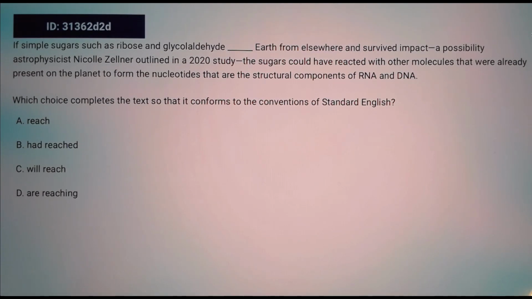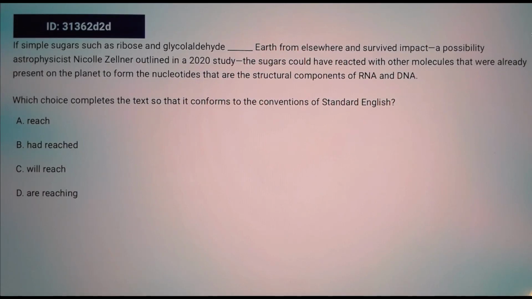If simple sugars such as ribose and glycoaldehyde [reach] Earth from elsewhere and survive the impact, a possibility astrophysicist Nicole Gelner outlined in a 2020 study, the sugars could have reacted with other molecules that were already present on the planet to form the nucleotides that are the structural components of RNA and DNA. Believe it or not, this is entirely just one sentence.